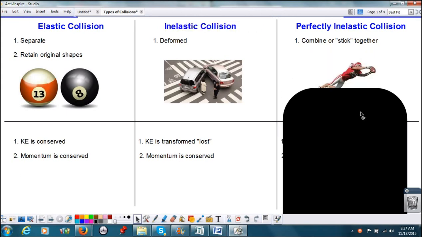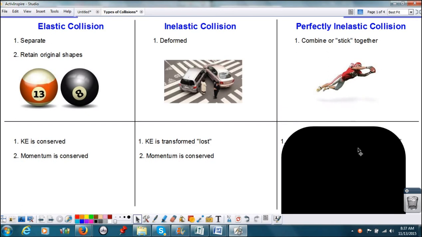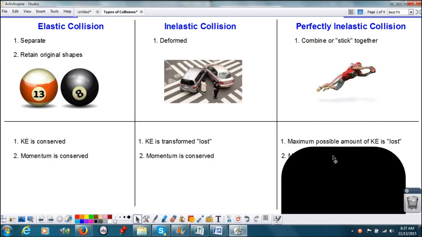Another example could be a meteorite hitting a planet. The meteorite hits the planet and it's going to stick to the planet. They're going to be one object afterwards. In this type of collision, the maximum possible amount of kinetic energy is lost or transformed into other energies. So this is where you're losing the most.